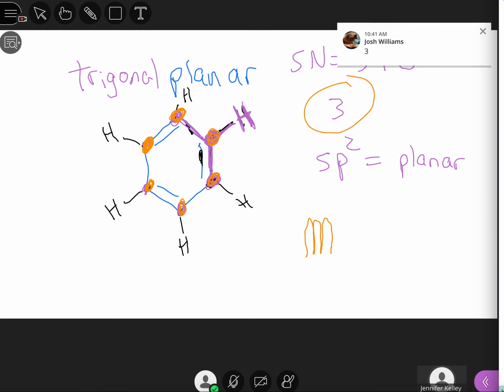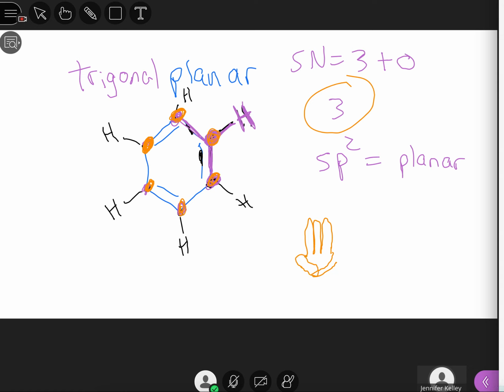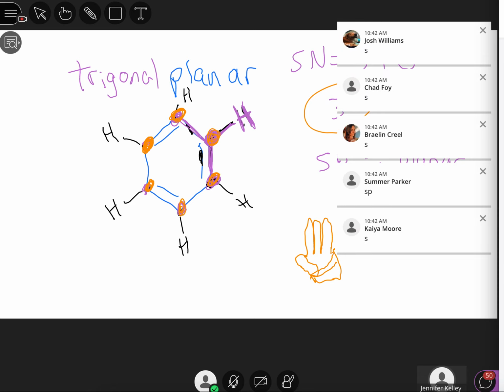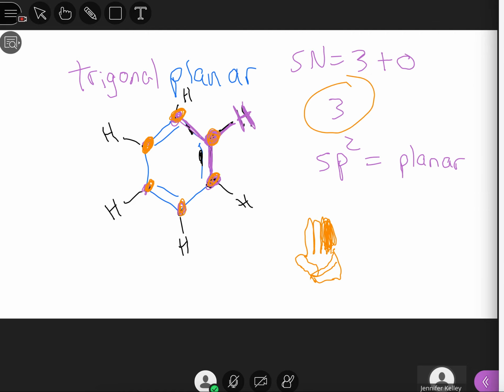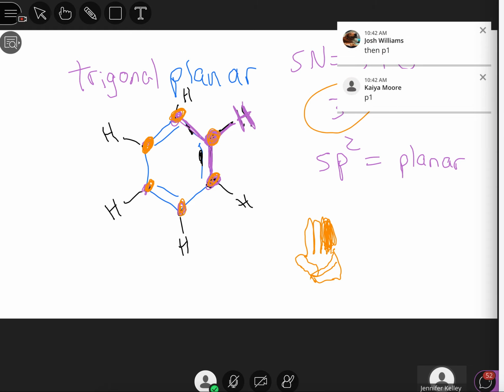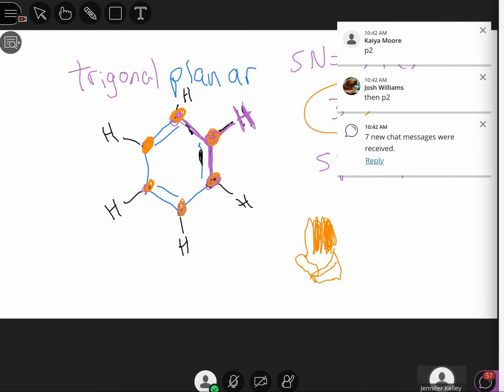1, 2, 3 fingers, and then this is really bad, Andrew. This is a bad drawing. Okay, but they got 3 fingers up. So what's the first thing they say? S. All right, and I drop this finger down. And then what do I say? P. P1, correct. And then what do I say? P2. So my answer is SP2.